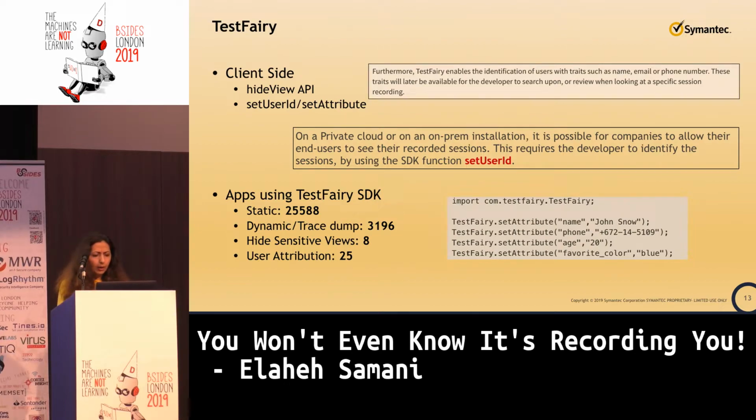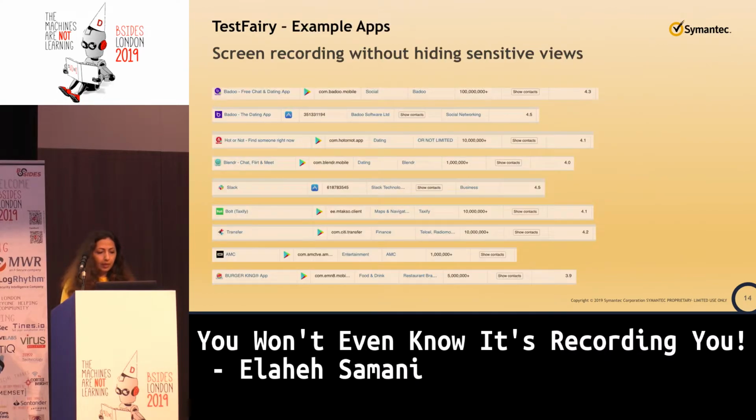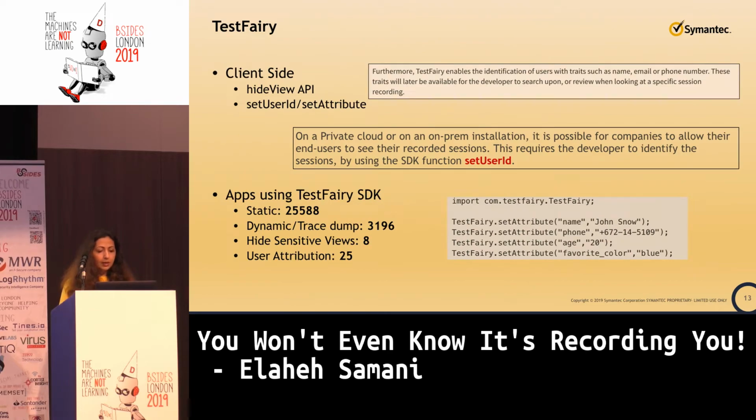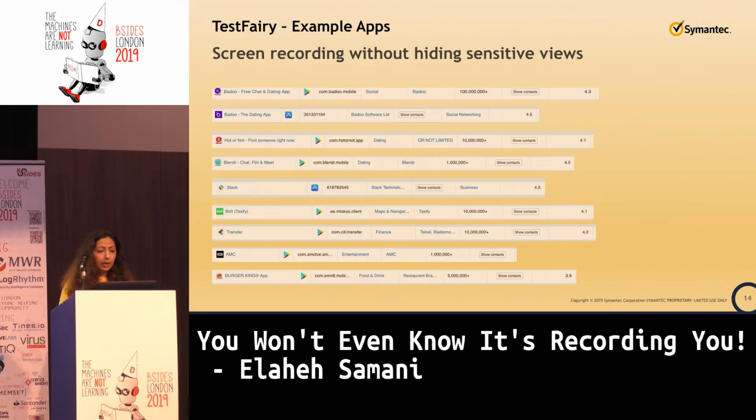Again, it has a hide view API, and with the static detection, 25,000 apps are using TestFairy. 3,000 apps started recording during dynamic analysis, and only 8 of them used the hide view API. And this set user ID, as I said, 25 apps are setting user ID. And I will give you an example of that application very soon.